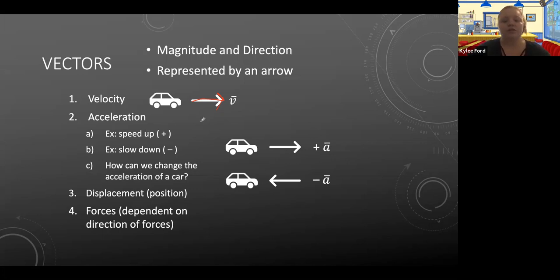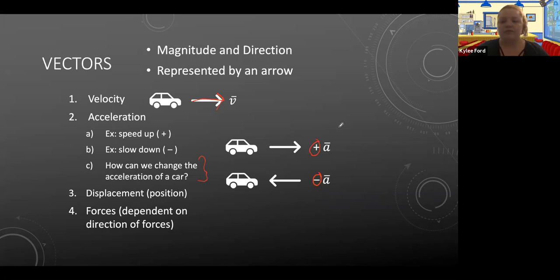We can also look at acceleration with vectors, and it tells us, for example, in a car, if you're speeding up or slowing down, and that would give you a positive sign in front of the acceleration vector or a negative sign in front of the acceleration vector, okay? Now, if we're thinking about acceleration, I put a question here. How can we change the acceleration of a car? Think of different ways that we can either speed up or slow down.